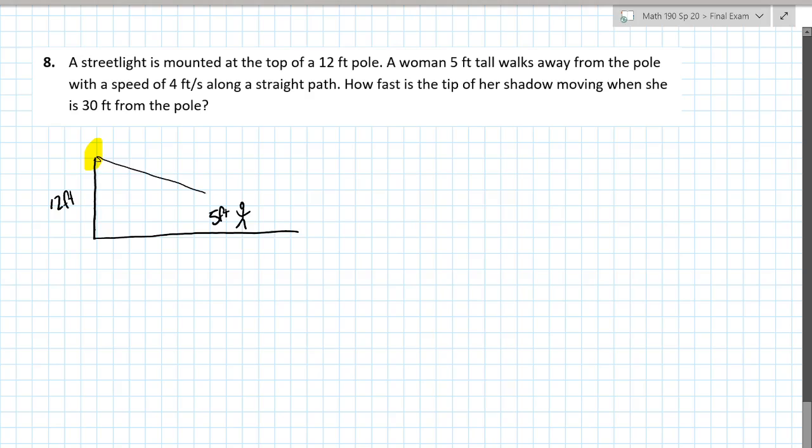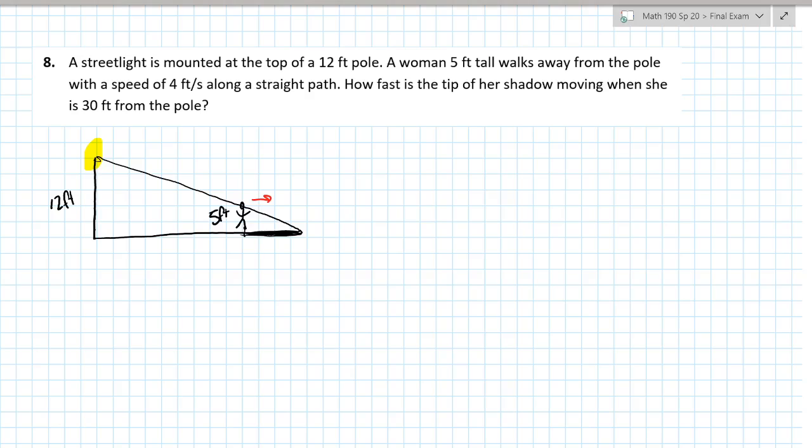The light and woman make a shadow here. That's our shadow. That is changing as she moves away. Then the shadow is getting bigger. Also, the shadow is moving as she moves away from the post.